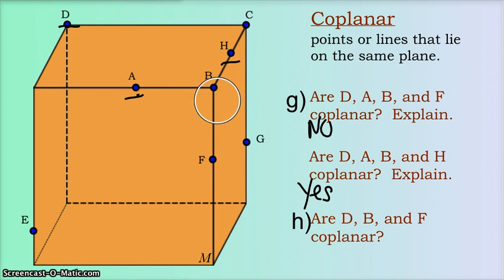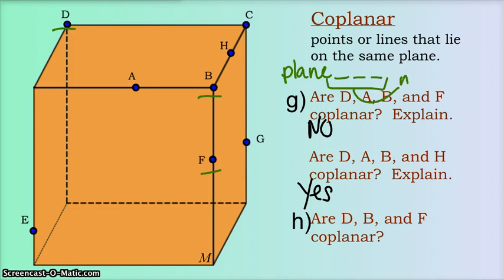And lastly, I've given you 3 points here: D, B, and F. Most of my students say that no, those are not coplanar because 2 are on the top and 1 is not. However, think about what you need in order to make a plane. I said you needed the word plane, 3 capital letters, and they needed to be non-collinear, meaning not lying on a line. If you look at D, B, and F, there are 1, 2, 3 letters, so we meet that stipulation. They do not lie on the same line, so technically they could create a plane.